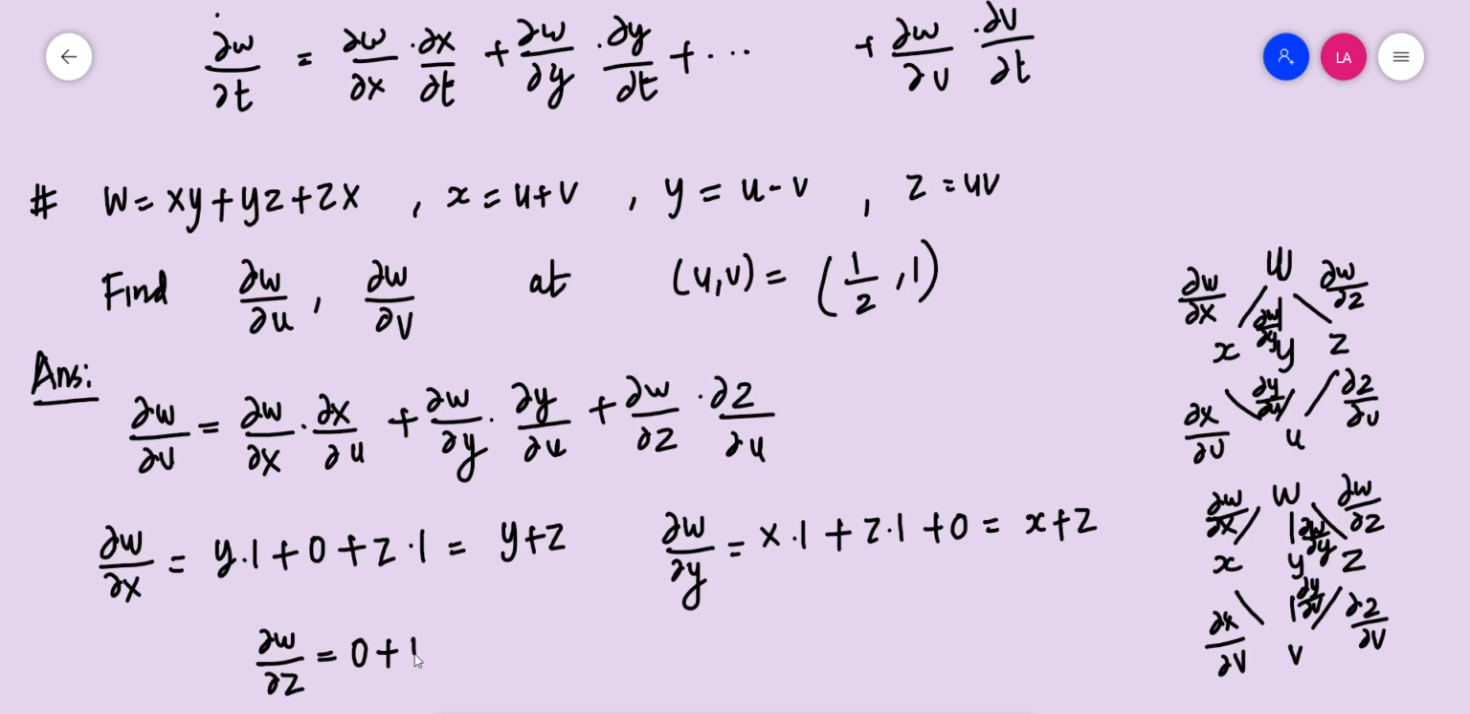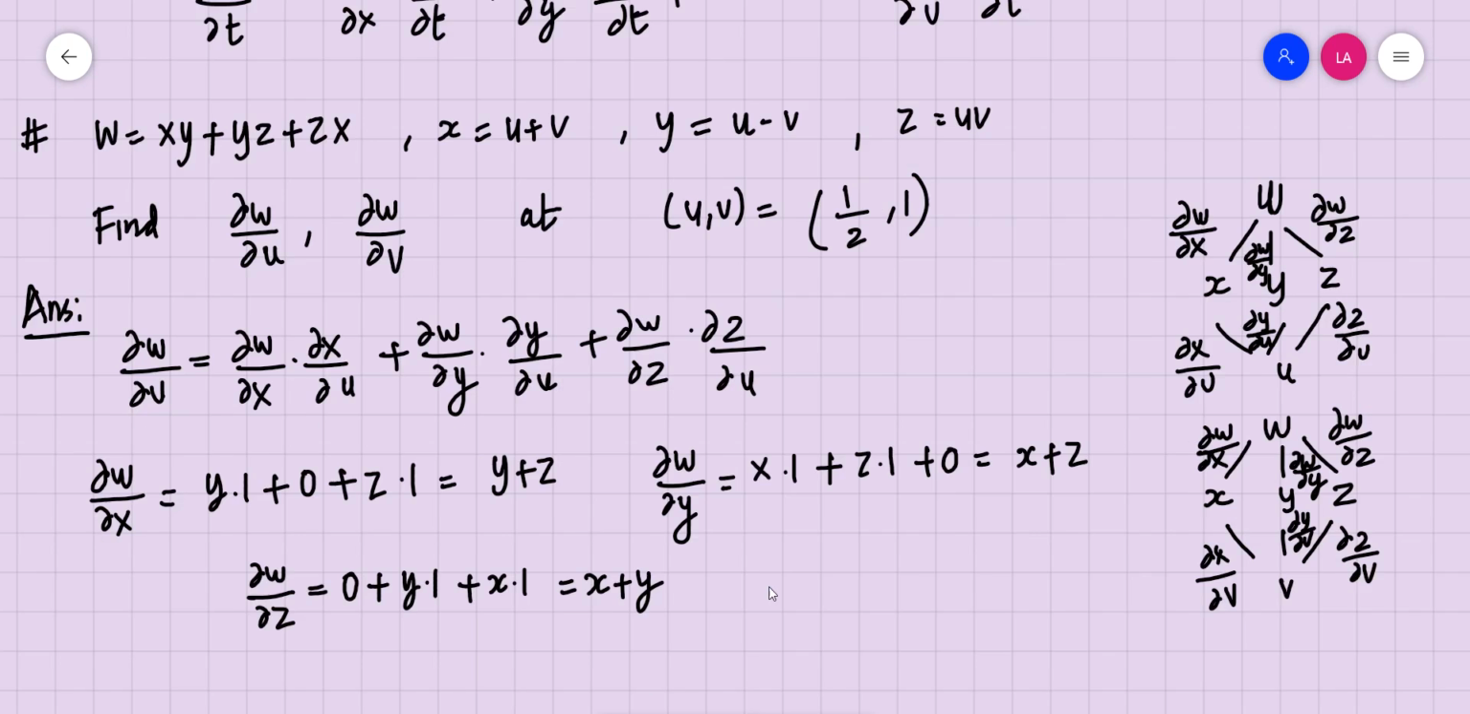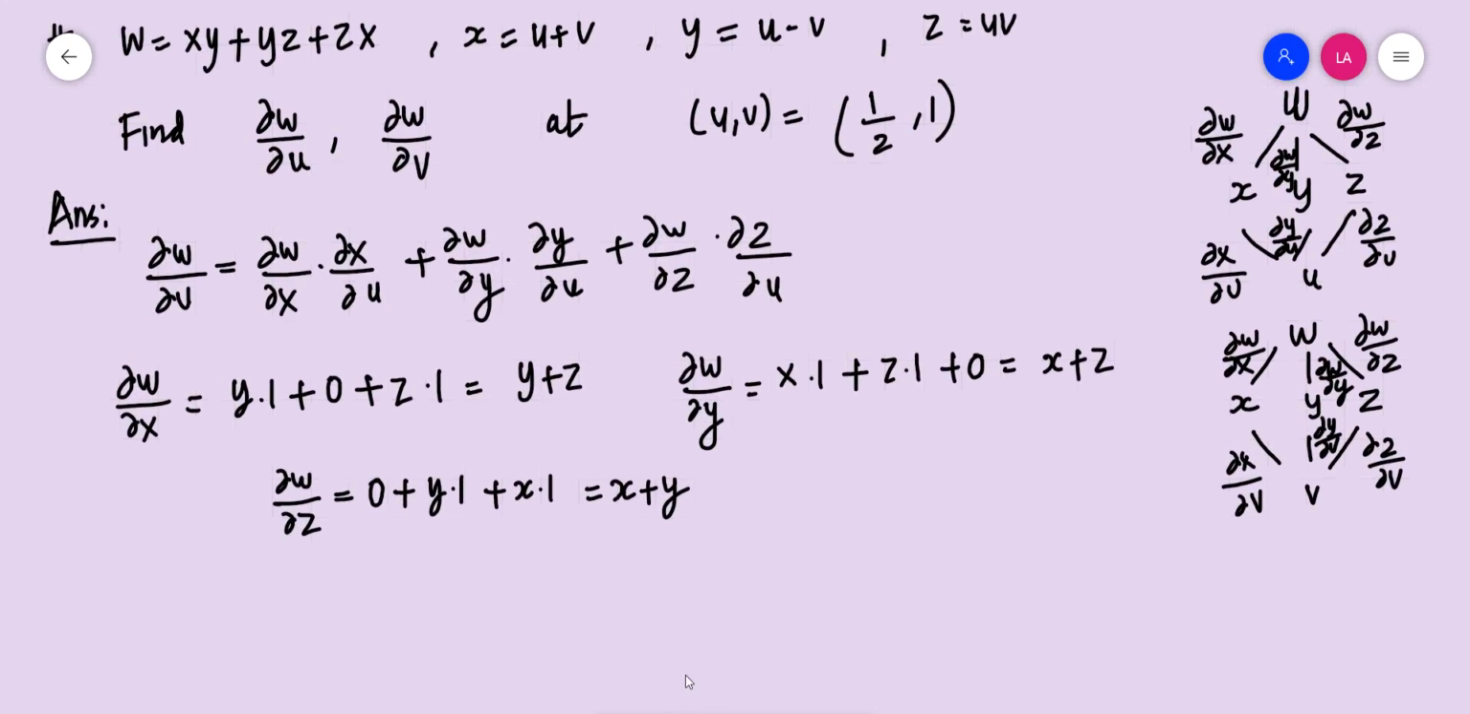Now y is constant, so y into z in the derivative is 1. Now x into z in the derivative is 1, so the answer is x plus y. Okay, now we have to find dou x by dou u.